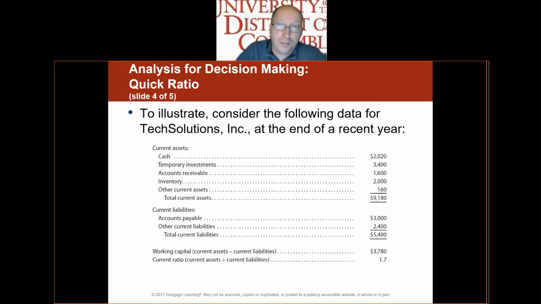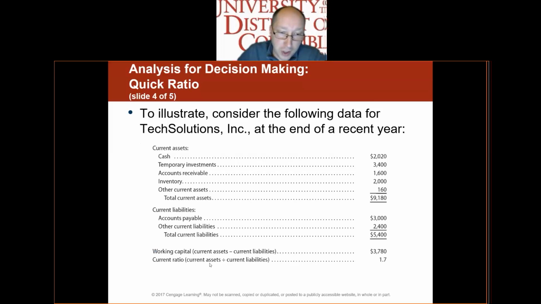Here's an example. We have our company, Tax Solutions, at the end of the recent year. Current assets include cash, temporary investments, accounts receivable, inventory, and other current assets. Our liabilities include accounts payable and other current liabilities. Our working capital is, again, current assets minus current liabilities, which is $3,780.